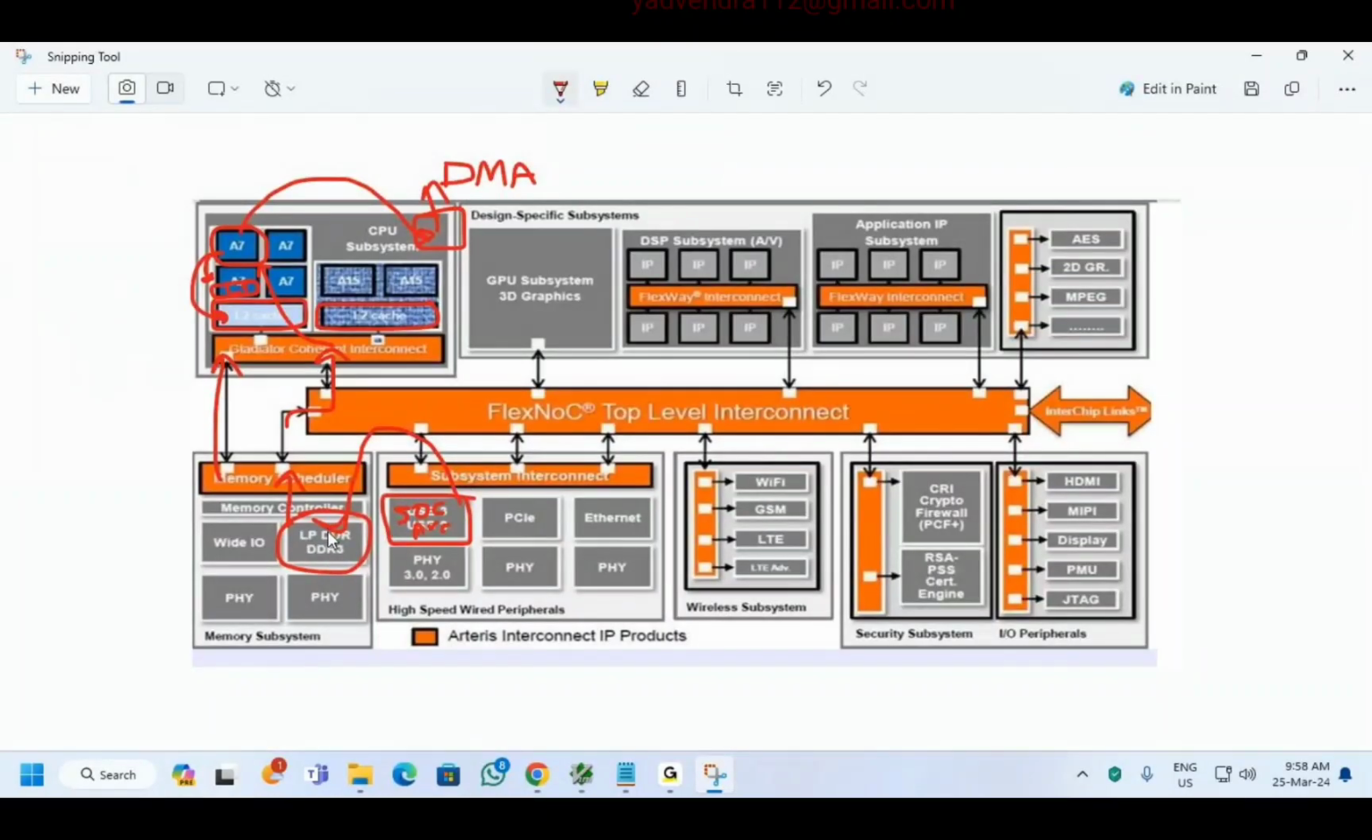Okay, source is USB 3, destination is DDR, low power DDR. Here let's assume DDR. So you need to transfer, let's assume, 10 bytes. So you need to transfer 10 bytes of data, the source address is USB 3, and the destination address is low power DDR.